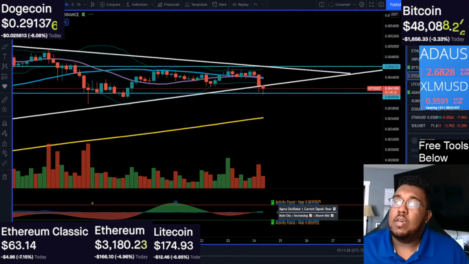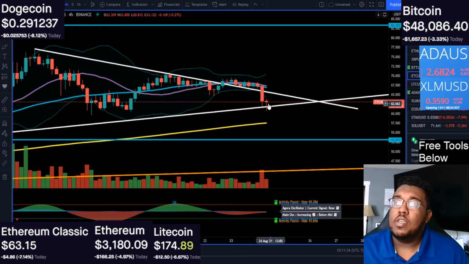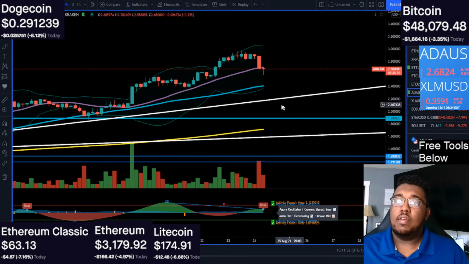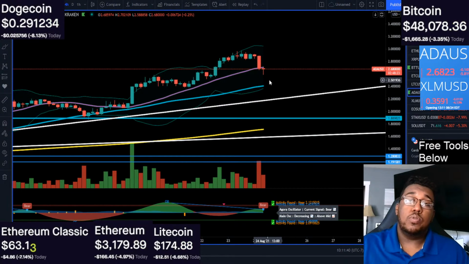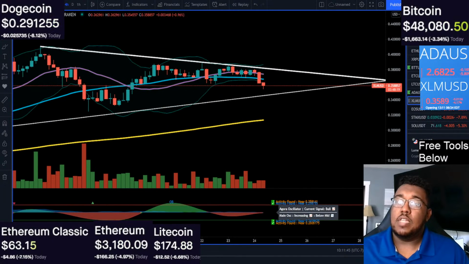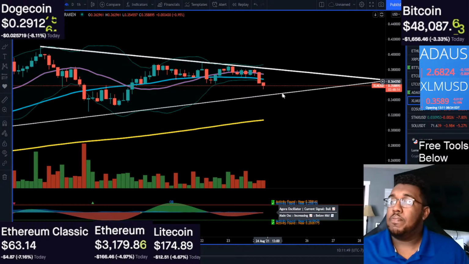BitTorrent breaking down. Ethereum Classic on the verge of breaking down. It actually broke out a little bit yesterday, but it came back down. So far, it's holding steady. Litecoin breaking down. ADA is breaking down below the 20 moving average, which is important. XLM not breaking down just yet. It did break down below the 20 and the 50 moving average on the 4-hour chart, though.